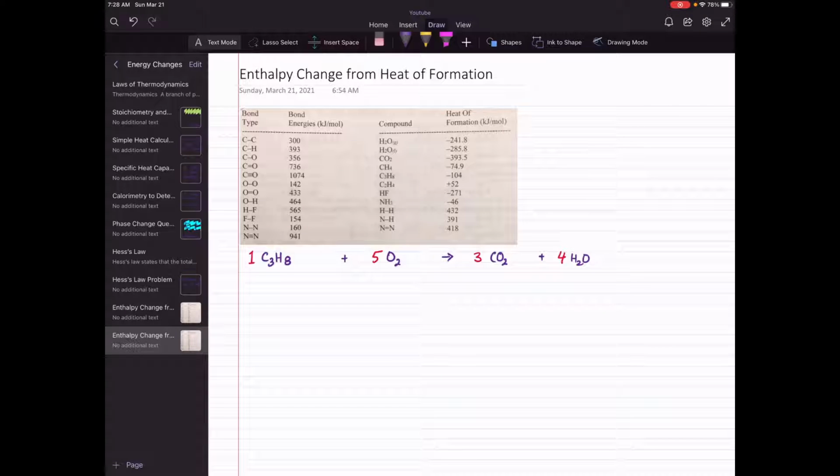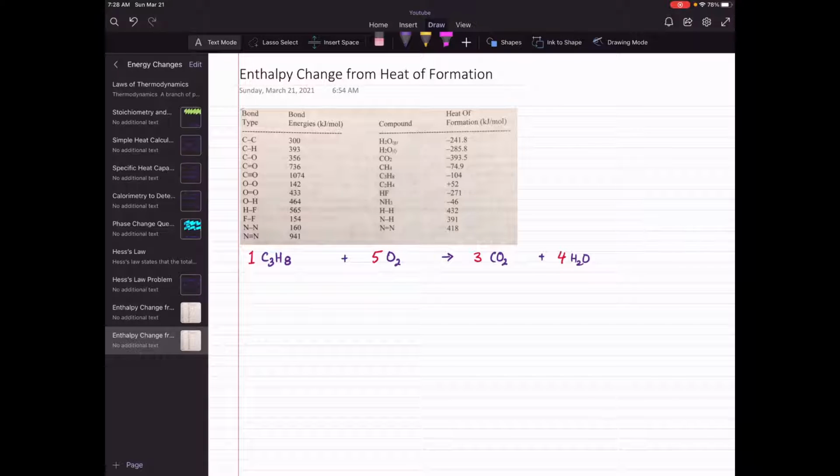Hi folks, I have another lesson for you about how to calculate enthalpy change from heat of formation. In the previous lesson we looked at bond energies and how to use that to calculate the enthalpy change for a reaction. In this case we are going to be using the heat of formation.